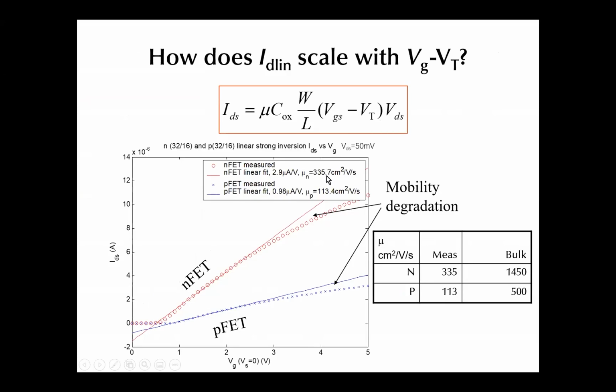And then you get some numbers for the mobility. And hopefully you got numbers that are very close to what you see here. So about 300 centimeters squared per volt per second for an NFET and 100 centimeters squared per volt per second for a PFET. So the NFETs have a higher mobility.